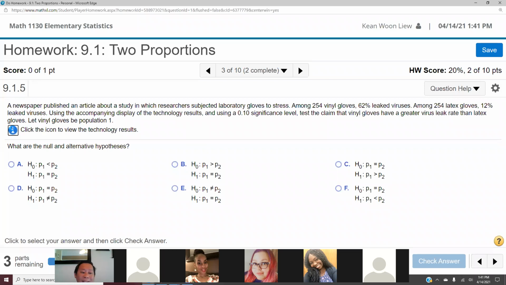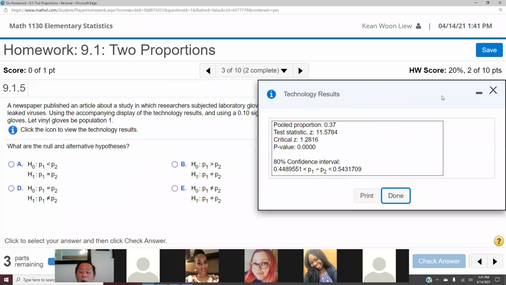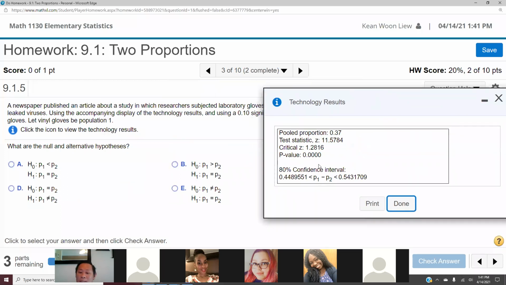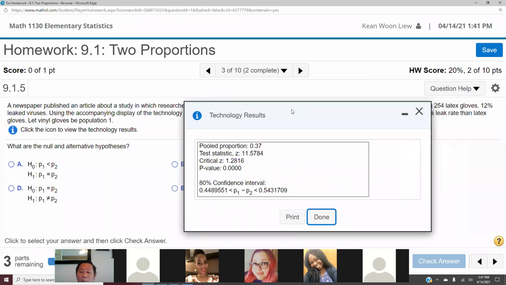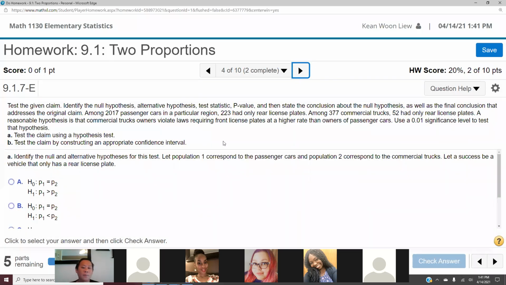So this one has a technology result. So you just refer to your technology result. And this is your confidence interval, and this is your critical value and your p-value. So you do not need to use StatCrunch to run through it. So I'm going to go through something that you have to use StatCrunch to do. This one is very tricky. Your online homework is very tricky.